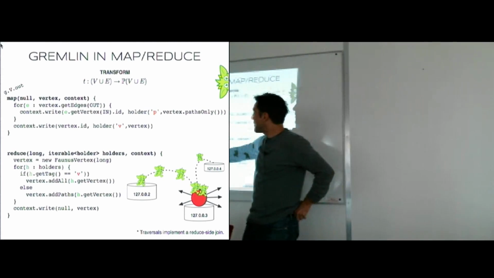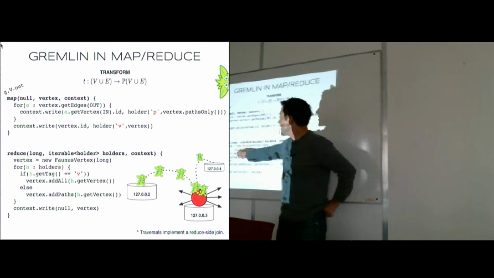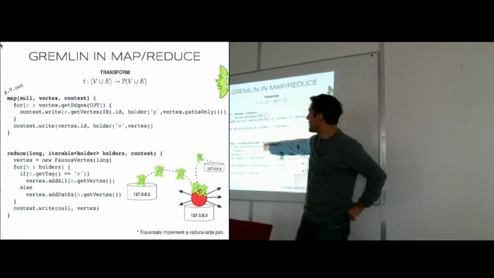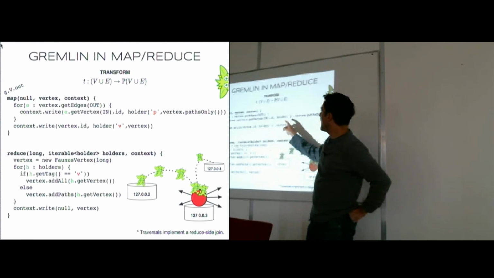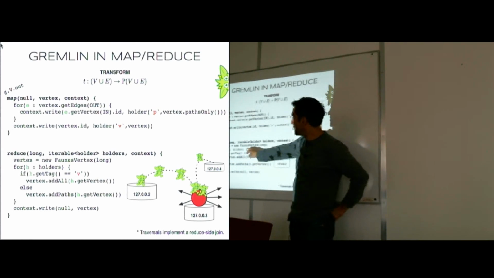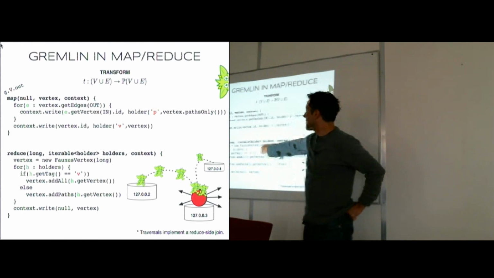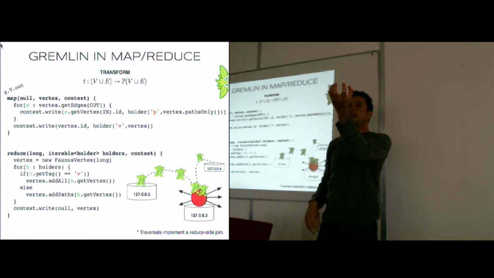Okay, now at the reduce step, I've been getting all these long values. Here's a long, here's a long. And so now I have the long, and I have all the things that were put into that long tag. So now I have all the paths of the vertices, and I have the vertex itself. So what I'm going to do is create a new vertex, and this vertex is going to be that long ID. And that vertex has nothing, it's just a vertex with a long ID.